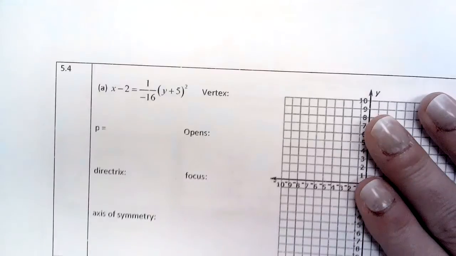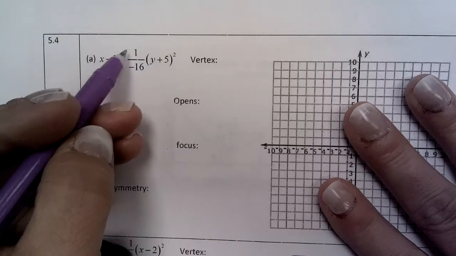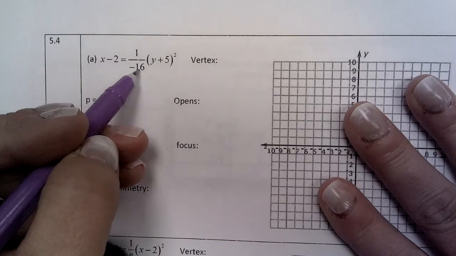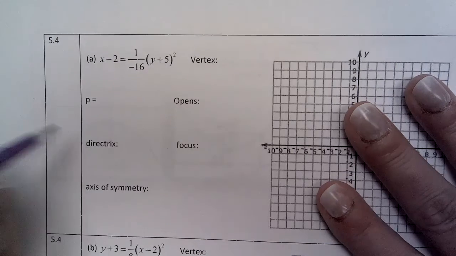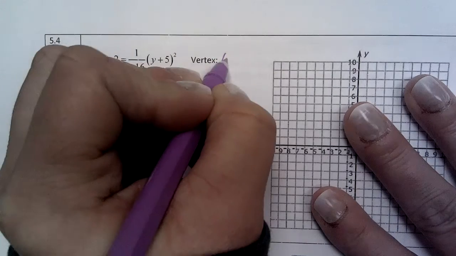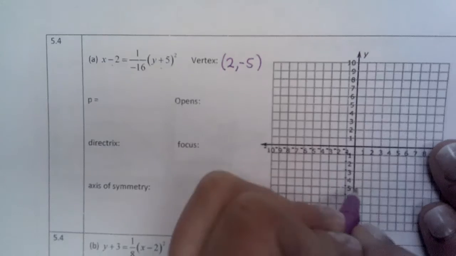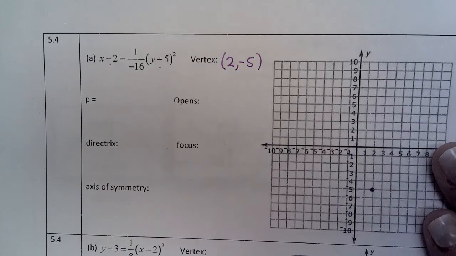All right, so let's look at actually doing some of these equations. We have the equation x minus 2 equals 1 over negative 16 times y plus 5 squared. So the first thing is our vertex. This is my x and this is my y, so it's going to be (2, -5). So I can go 2, negative 5.